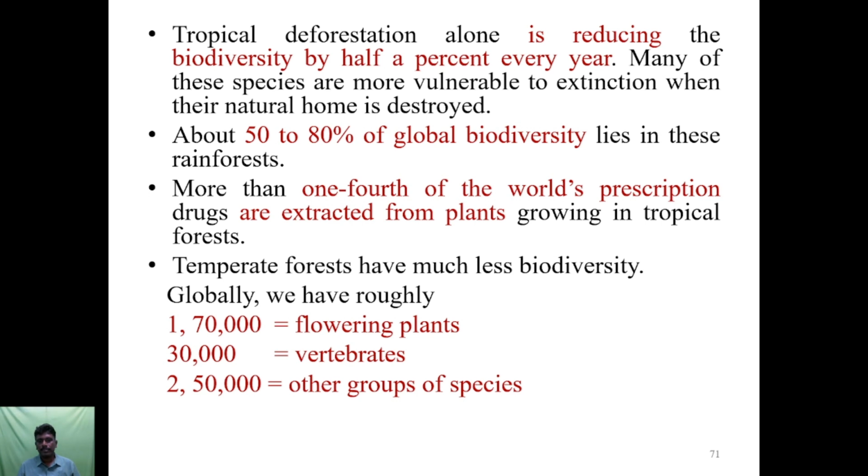Then temperate forests have much less biodiversity. Globally, we have roughly 70,000 flowering plants, 30,000 vertebrates, 50,000 other groups of species available in temperate forests.